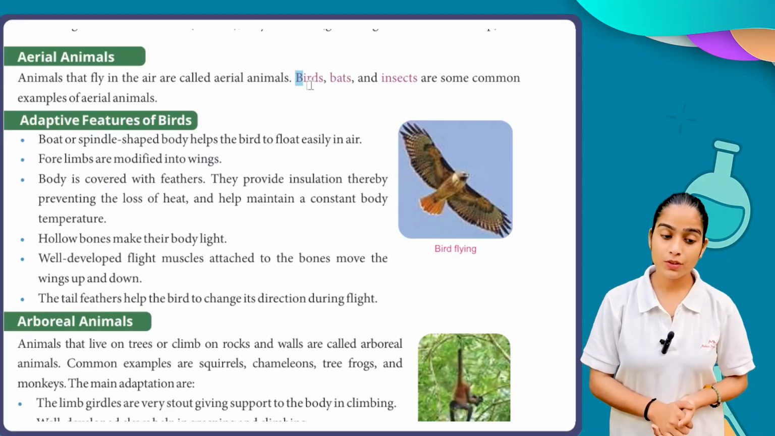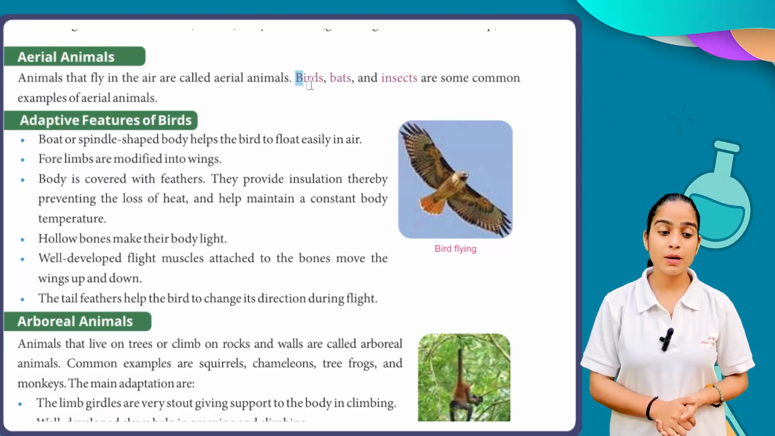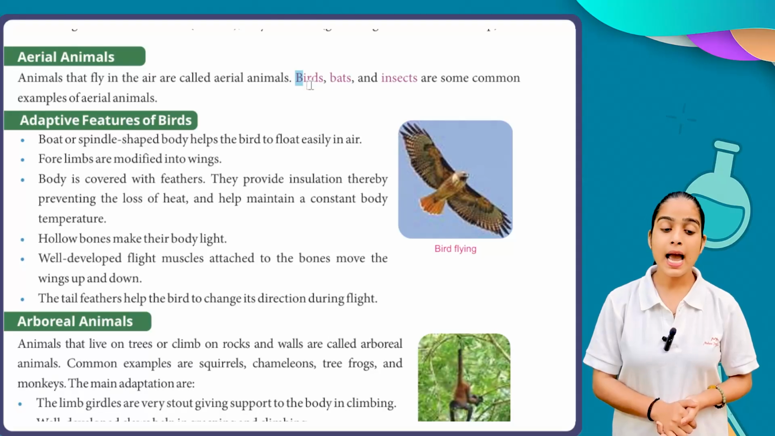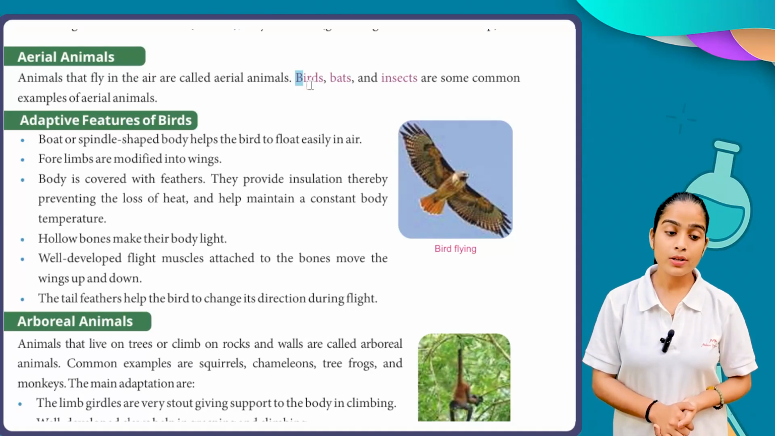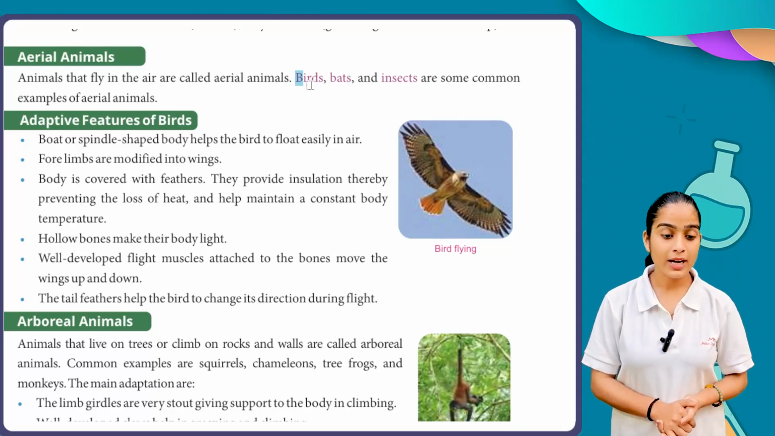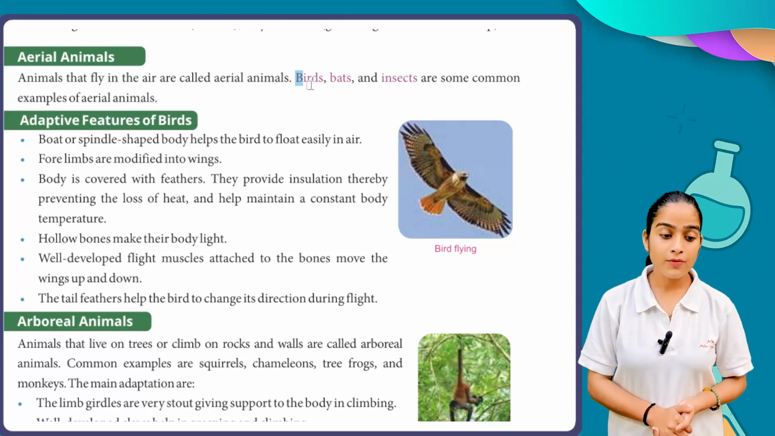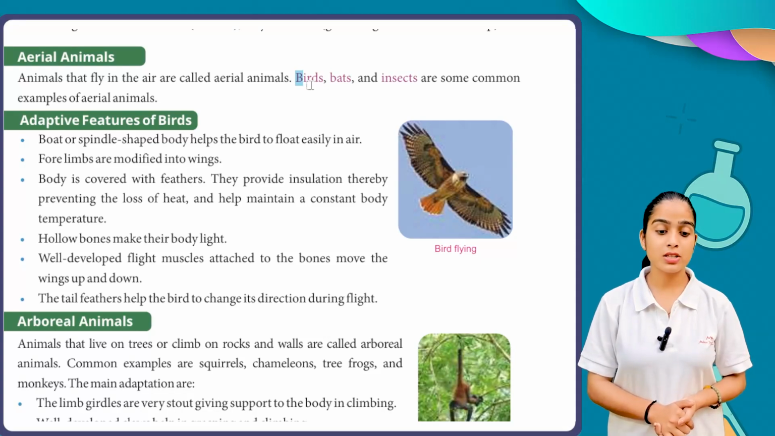Body is covered with feathers. They provide insulation, thereby preventing the loss of heat, and help maintain a constant body temperature. Hollow bones make their body light. Well-developed flight muscles attached to the bones move the wings up and down. The tail feathers help the bird to change its direction during flight.